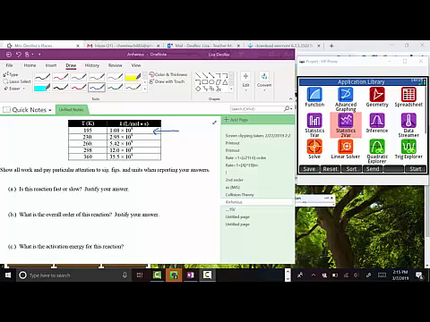Okay, so here we're looking at the first problem that's in the Arrhenius Made Easy packet. And these would be kind of typical of questions that you would see on an AP free response question. So the first part, is this reaction fast or slow?